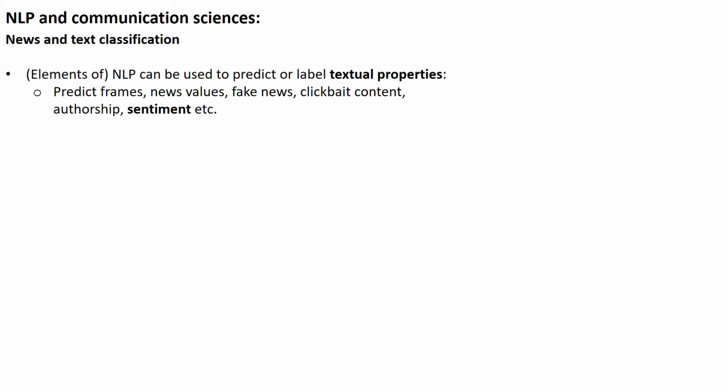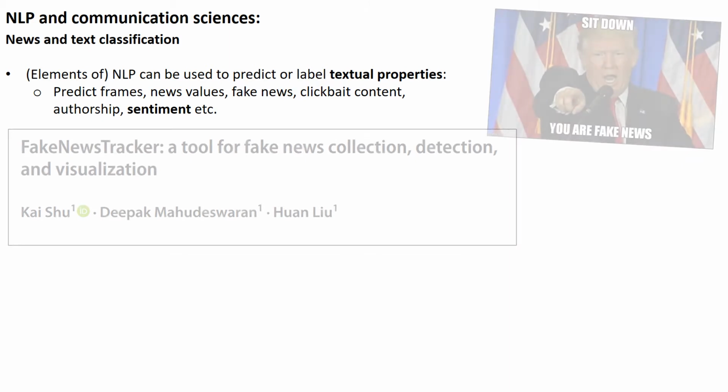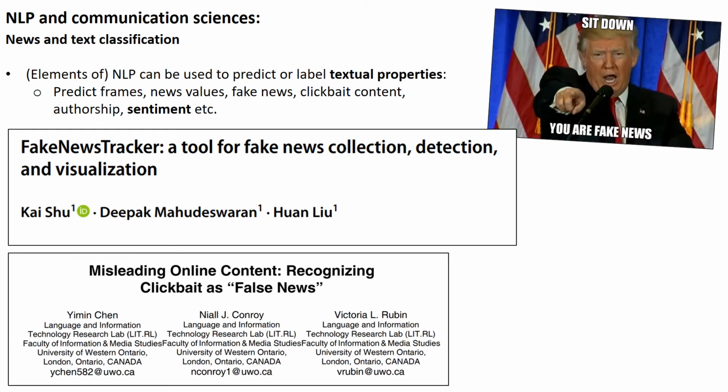We also use NLP, or elements of NLP, in academia. When it comes to communication sciences, we usually use NLP to predict or label certain textual properties. So, for example, you want to distinguish between news articles that are fake news versus not fake news, or news articles that are positive versus negative. That is a typical classifier problem or labeling exercise, similar to what a spam filter does.